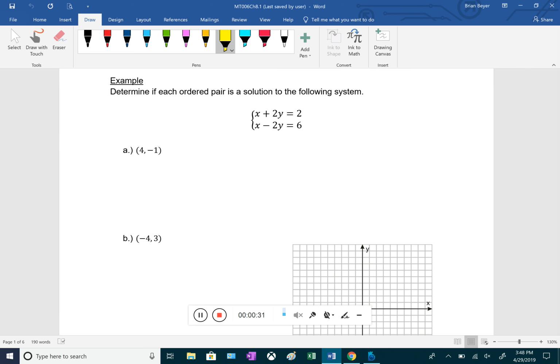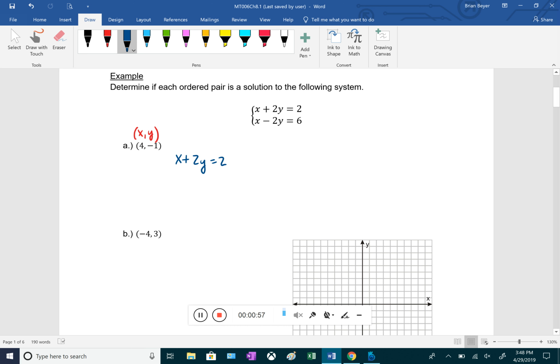So for example, let's determine if each ordered pair is a solution to the following system. We have x plus 2y equals 2 and x minus 2y equals 6. For the first one, let's plug in (4, -1) into x plus 2y equals 2. This represents an xy coordinate, so the x value is 4 and the y value is -1. Plugging them in, we have 4 plus 2 times -1 equals 2. That gives us 4 minus 2 equals 2, so that one works because we get 2 equals 2.